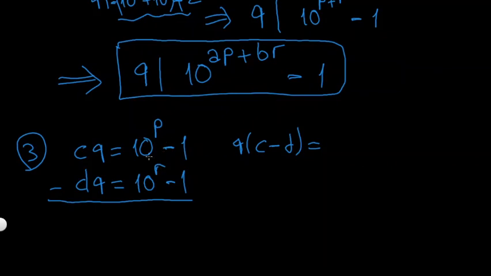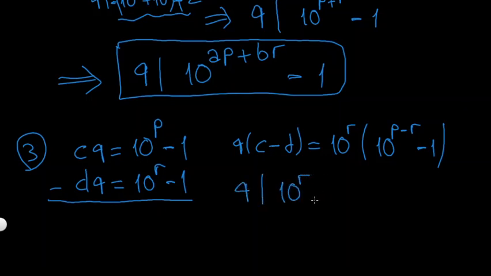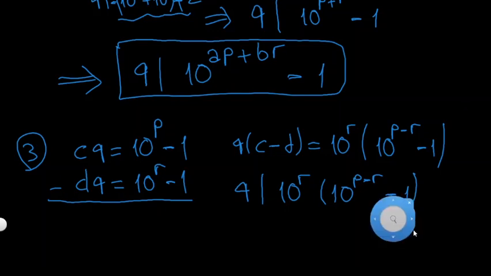So now I will have 10^p - 10^r. Since r is less than p, I can factor out 10^r, and it will be 10^r times (10^(p-r) - 1) when I subtract them. Okay, good. So this means that I can divide both sides by q, which means that q divides 10^r times (10^(p-r) - 1).